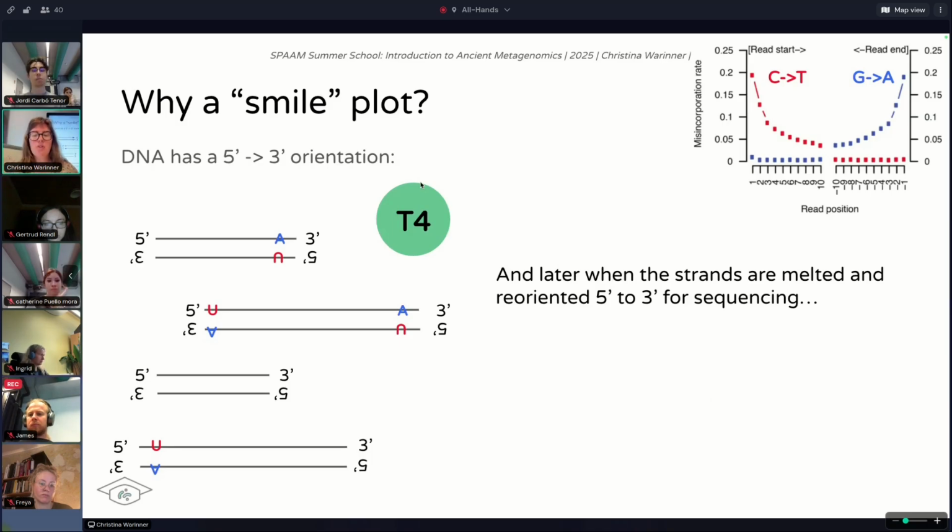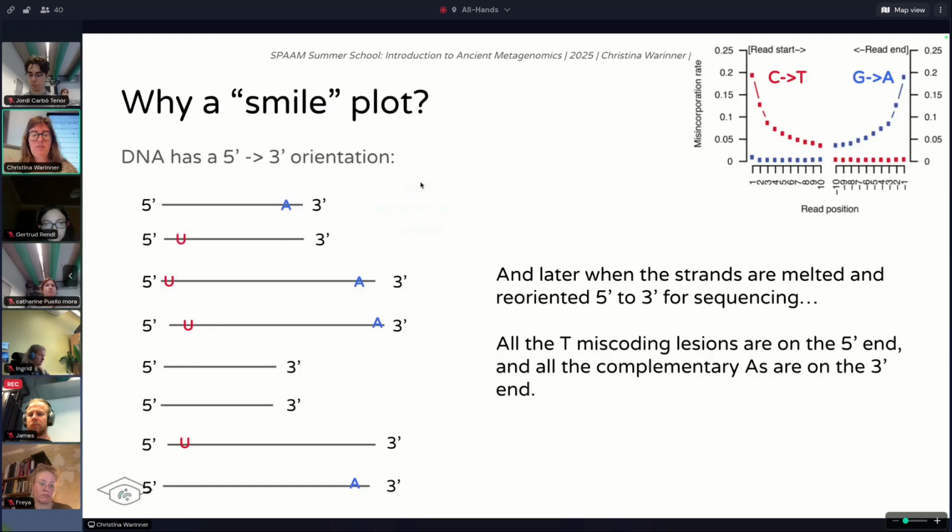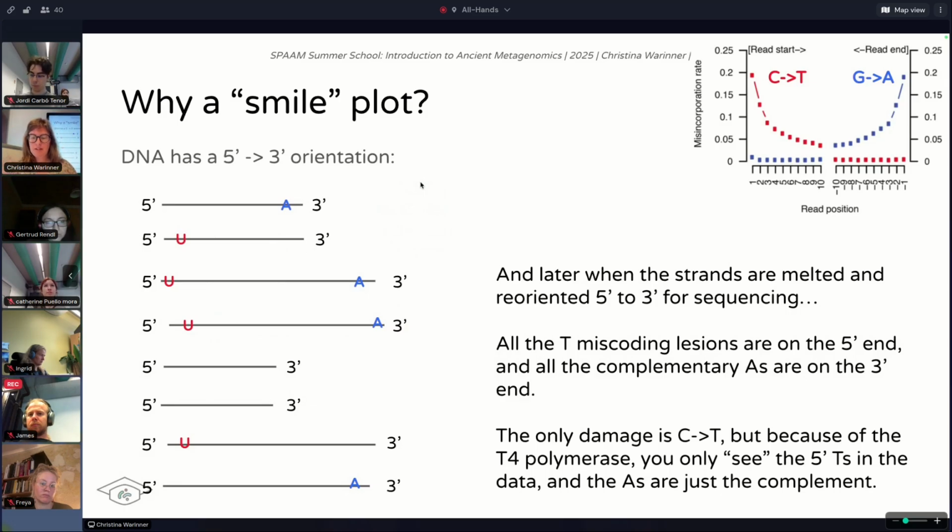Later, when you go to melt those strands, which you do before sequencing, if you reoriented them all, what you can see is you have uracils all on the 5' end of the molecule, and you have their complementary adenine now on the 3' ends of the molecule. And so this is what leads to that characteristic C to T and G to A pattern. It's an artifact of this asymmetric behavior of the T4 polymerase. The 3' ends did have T's. They were just all cut off during the repair step.